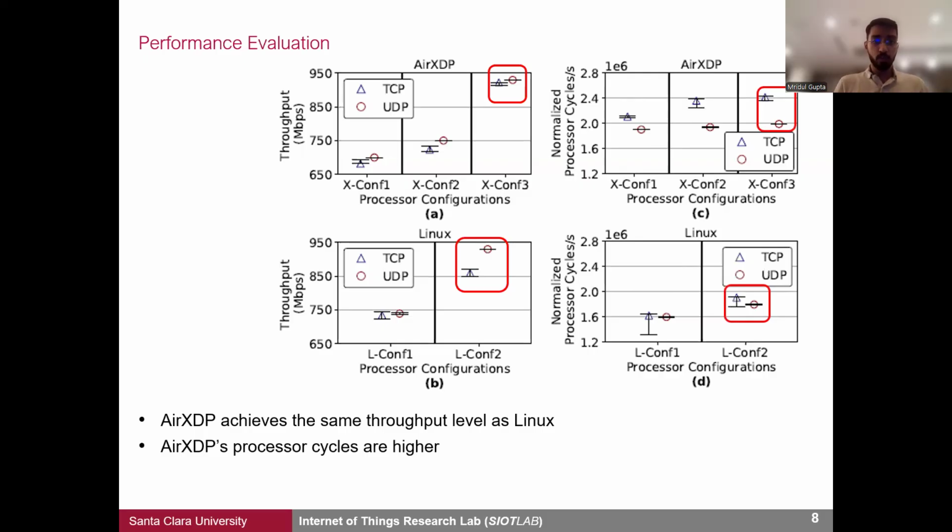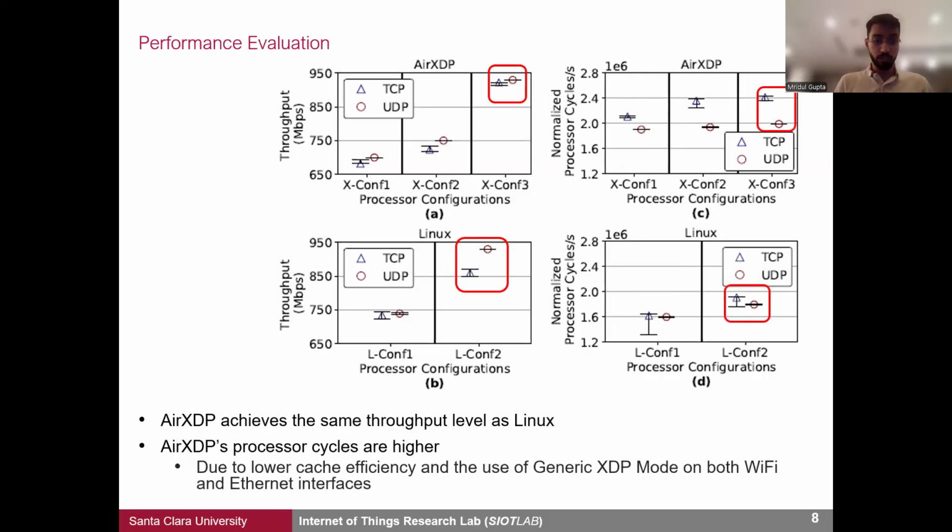As a result, the processor cycles increase for two reasons. First, in the multi-core environment, we have four dedicated cores, whereas in a Linux multi-core configuration, we at max utilize two cores. As a result, AirXDP has lower cache efficiency when packets move across the four cores. Additionally, the Raspberry Pi only supports the generic XDP mode, hence the increase in processor cycles.